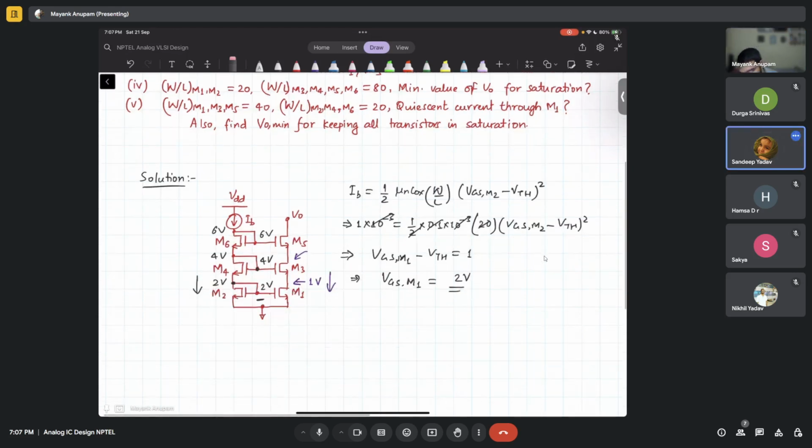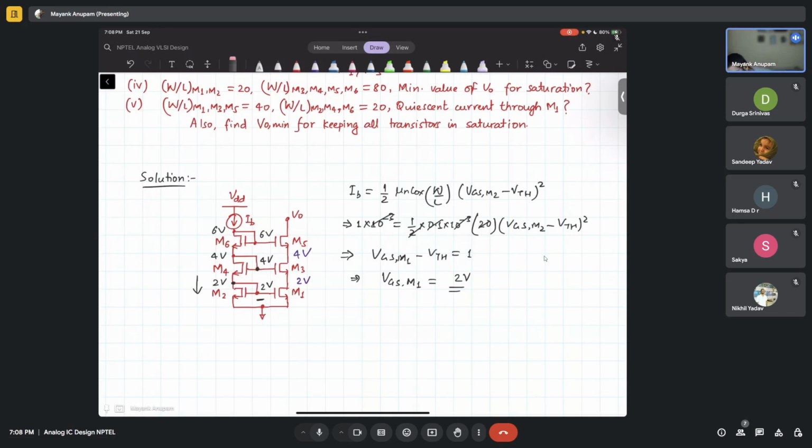So this will again be 2 volts only. And how much will this be in that case? Again, look at M5. For M5 it will again become 4 volts only, isn't it? So now tell me what is the minimum voltage that VO can have so that all transistors remain in saturation.